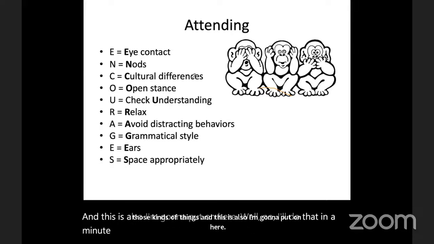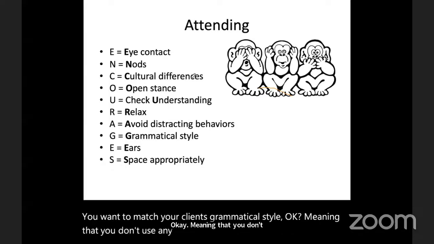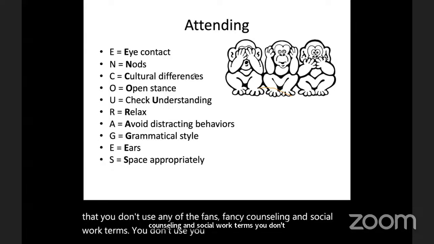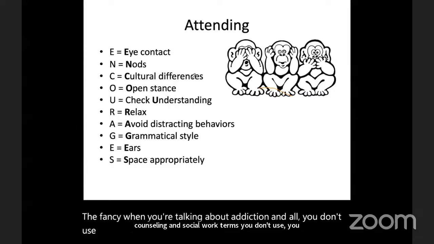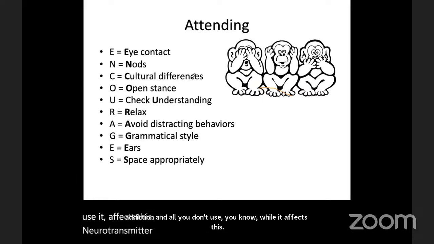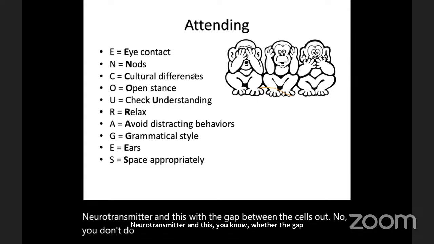Grammatical style. You want to match your client's grammatical style, okay? Meaning that you don't use any of the fancy counseling and social work terms. When you're talking about addiction, you don't say, well, it affects this neurotransmitter and the gap between the cells. No, you don't do that. You use the terminology that the client is using.